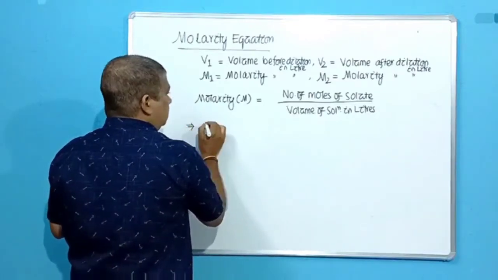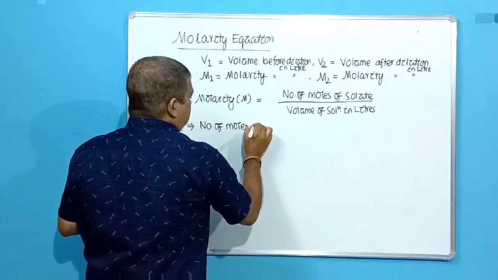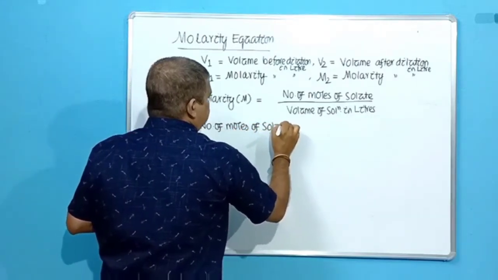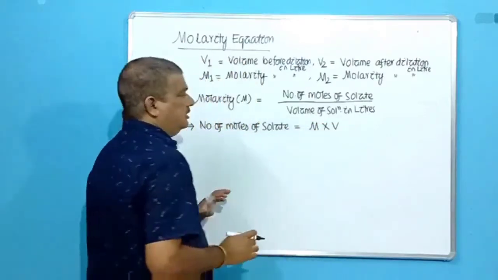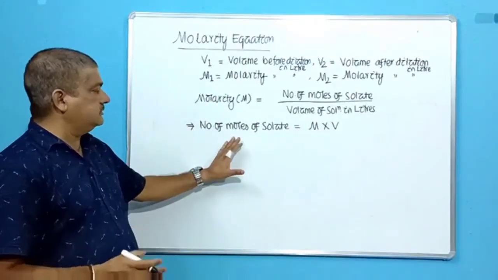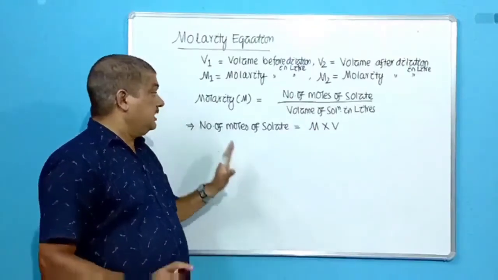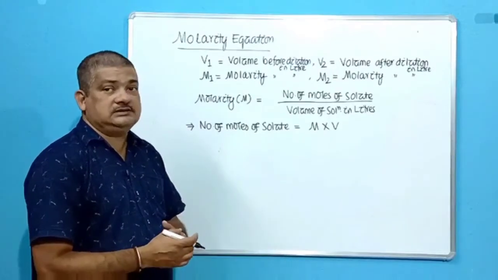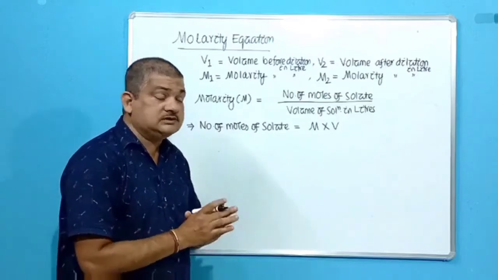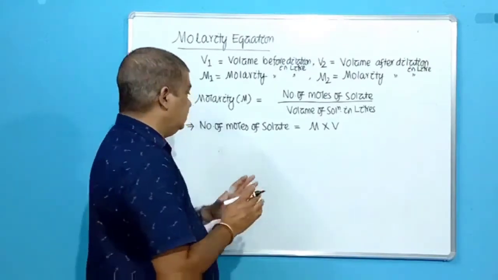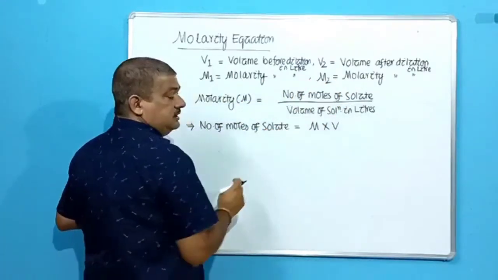So what is the number of moles of solute? Molarity M into V, the volume of the solution in liters. So the number of moles of the solute will be molarity into volume of the solution in liters. As I told you, when we dilute this solution, when we add solvent, the number of moles of the solute remains unchanged. So the number of moles of the solute will be the same as here.